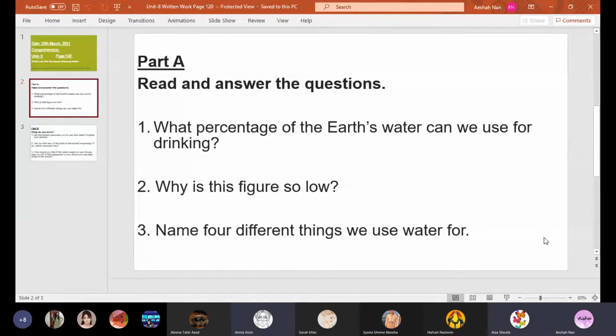And cars. For four things we have to write. For drinking, for washing ourselves, for washing our clothes, or washing dishes, cleaning the vegetables, watering plants, and washing the cars. Teacher, can I write only four things and water the plants? Yes. Name four different things we use water for. We use water for drinking, washing ourselves, cleaning the dishes, and watering the plants.